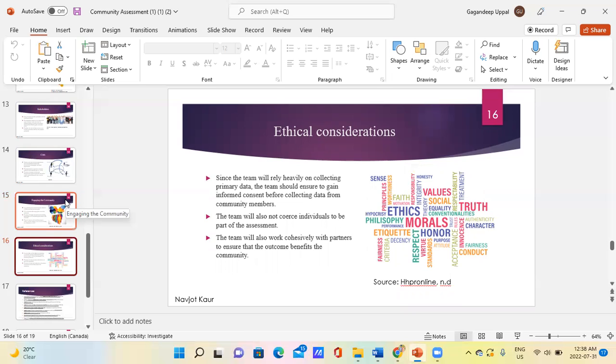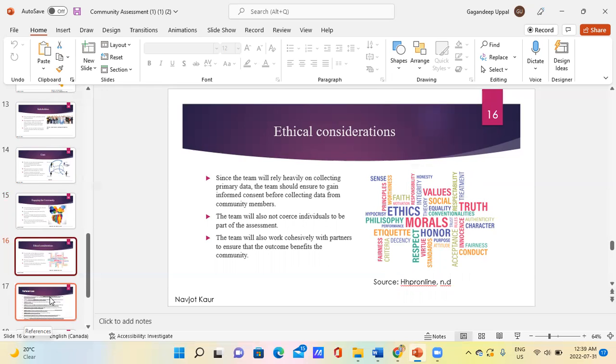the last most important step is ethical considerations. As we all know, we have to think about our ethics, how we have to deal with patients, whether we are working in community settings or in healthcare settings. We have to consider our ethics.